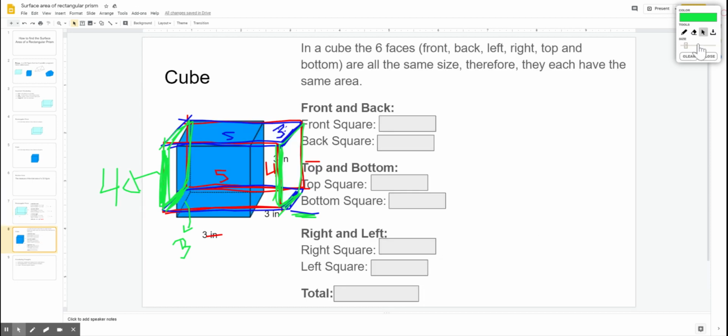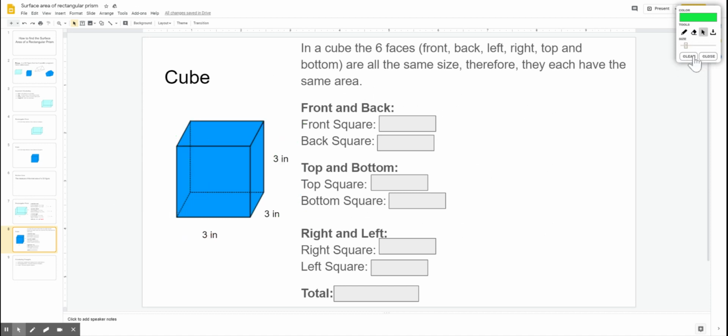All right, in our next slide, I should say, we have a cube. So in a cube, the 6 faces, the front, back, left, right, top, and bottom, are all the same size, therefore they have the same area. So each face has the same area. So realistically, you can just figure out the area of the front square and then multiply it by 6 if you wanted to. But I'm still going to work it out just so I can give you a little bit of extra practice and just to show you.